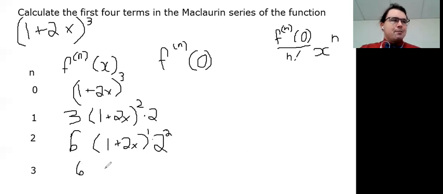So I'll have 6. Now I've got 1 plus 2x to the power 0, right? I'm bringing the 1 down. 1 times 6 is still 6. And then raising this polynomial to the power 0 gives me just the number 1. I need to multiply by this 2 squared. That comes along for the ride. And I need to multiply by another power of 2 for the chain rule. So now I've got 6 times 2 cubed.